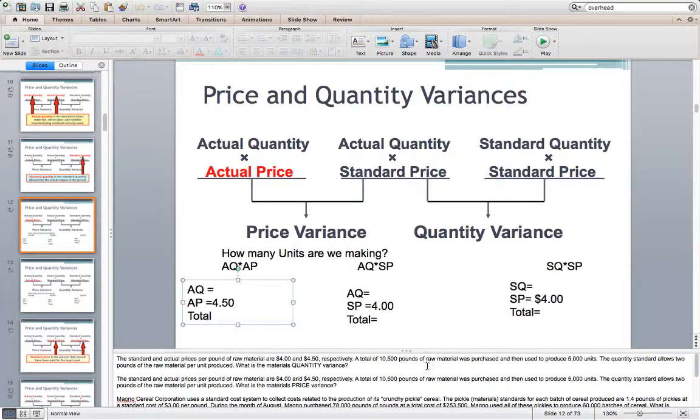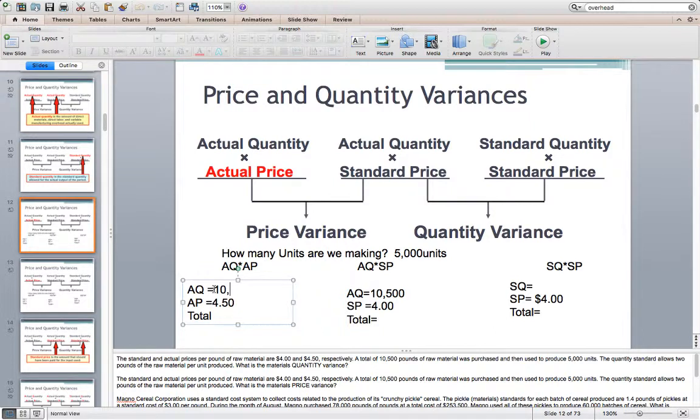A total of 10,500 pounds of raw material was purchased and then used to produce 5,000 units. I normally like to put the units on top of our equation, so 5,000 units. It just helps with calculations and knowing what we're making. The quantity standard allows for 2 pounds of raw material per unit produced. What is the materials quantity variance? Oh, sorry, I missed that sentence: a total of 10,500 pounds of raw materials was purchased and then used to produce 5,000 units. They purchased it and used the exact same amount, and so we're going to be using that 10,500. It was purchased and used, that's the actual quantity.